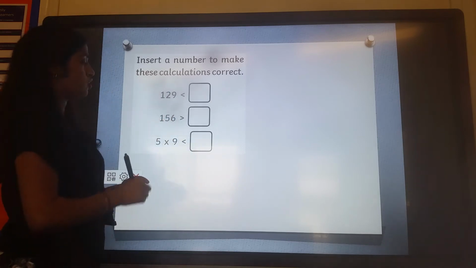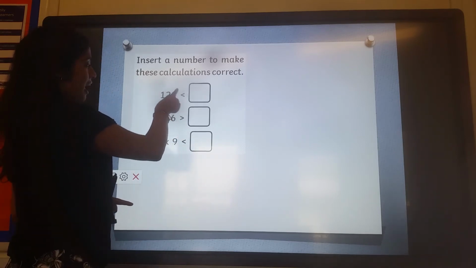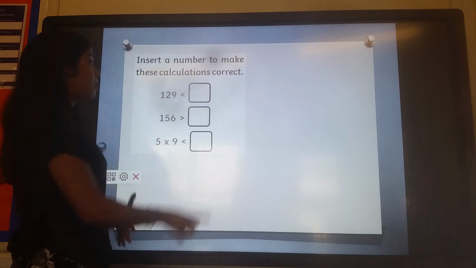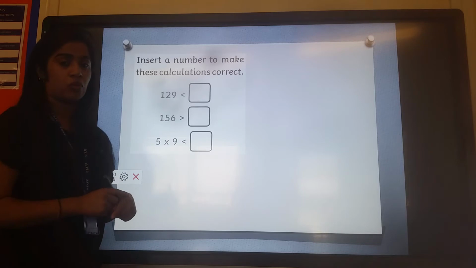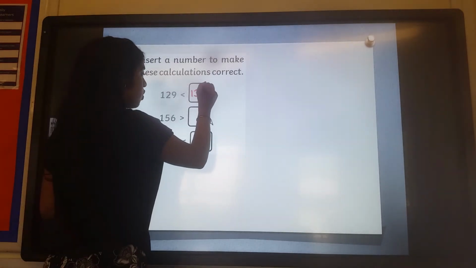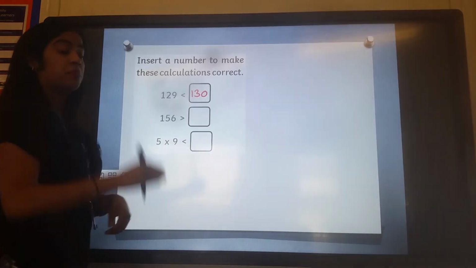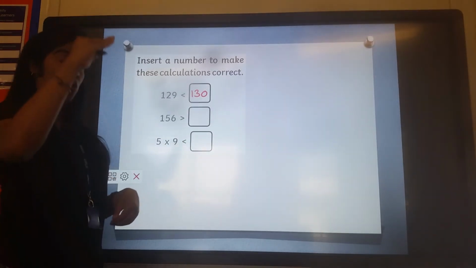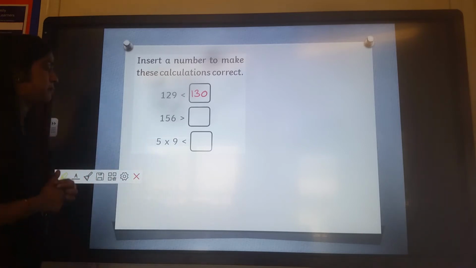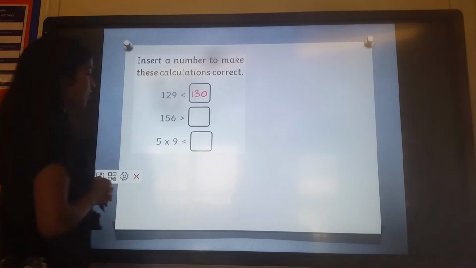So we have 129, and if we look at the sign here carefully, the number in this box has to be greater than the number here, so 129. So as long as your answer is 130 or more, then your answer is correct, okay? So well done.